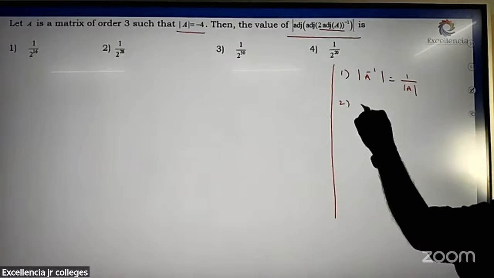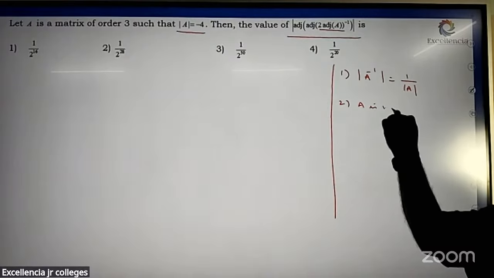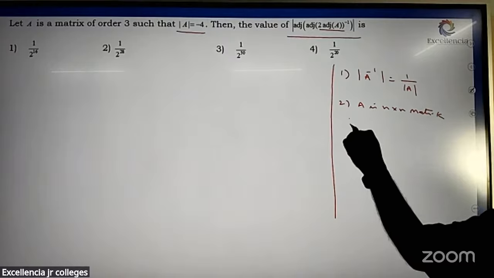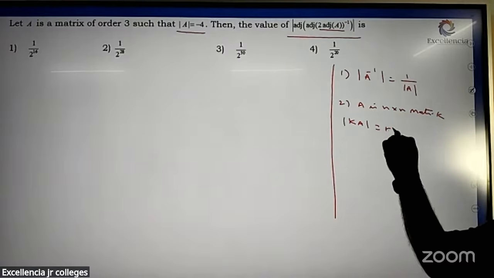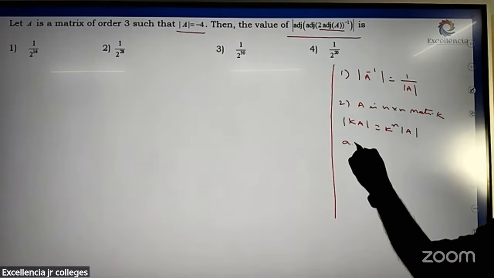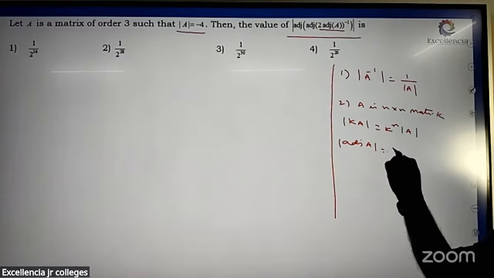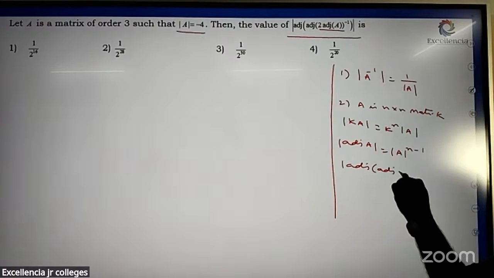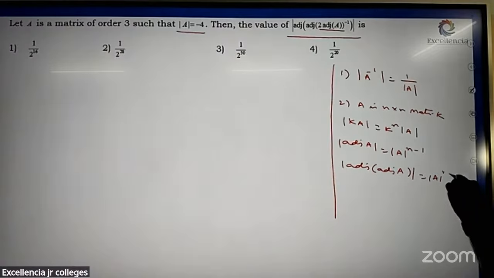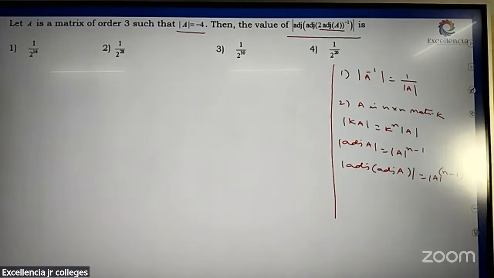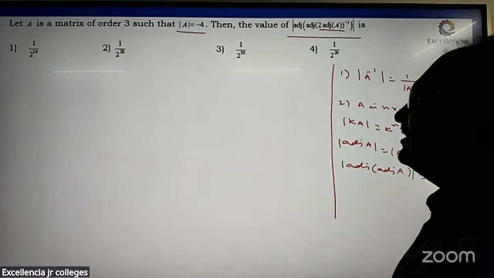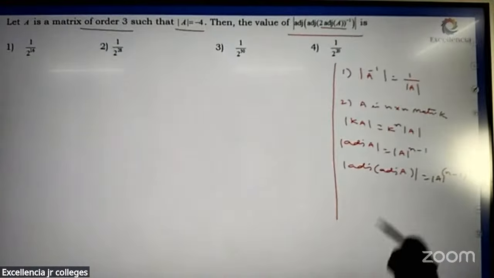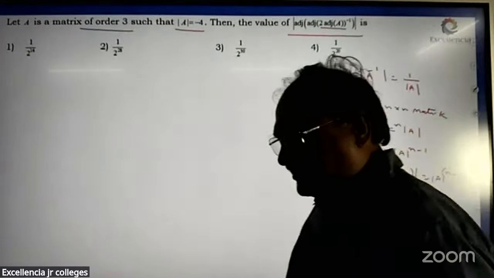Second one is what? When A is an n by n matrix and K is a scalar, then det of KA is equal to K power n into det A. Det of adjoint A is equal to det A to the power of n minus 1. So det of adjoint of adjoint A is equal to det A whole to the power of n minus 1 whole square. In this case, order n is 3, given. Matrix determinant is given minus 4. Determinant of the adjoint of this is asked.